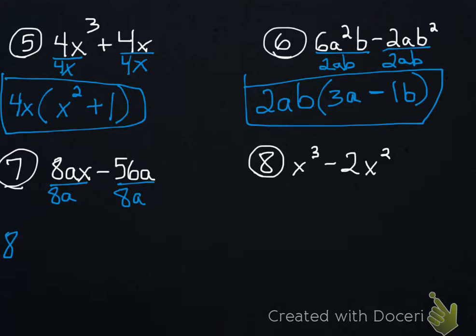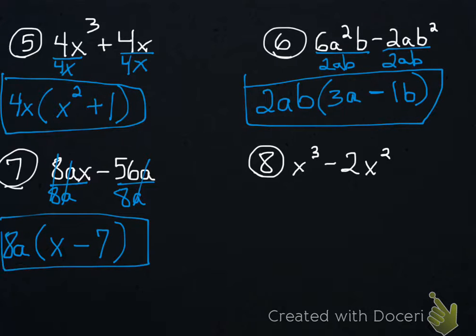What about x's? Well, the first term's got one, the second one doesn't. So we're not going to pull out any x's. We're just pulling out 8a. So in the first term, the 8's are going to cancel, the a's are going to cancel, and I'm just left with x. Now 56 divided by 8 is 7. And the a's cancel. So I have 8a times x minus 7.